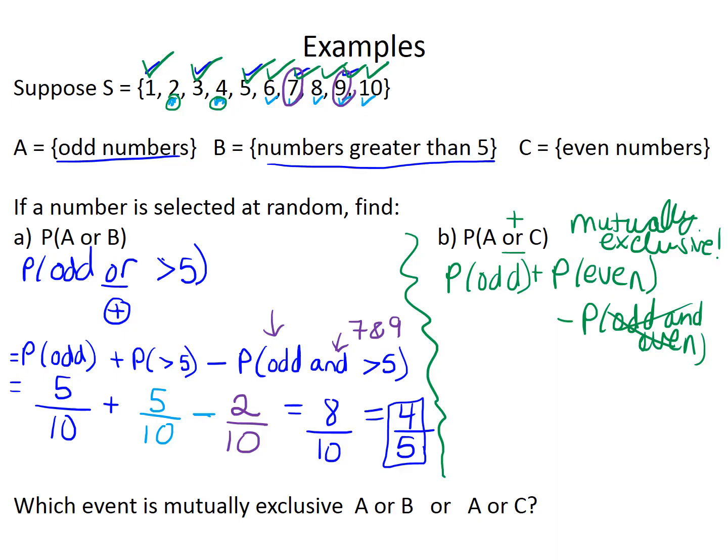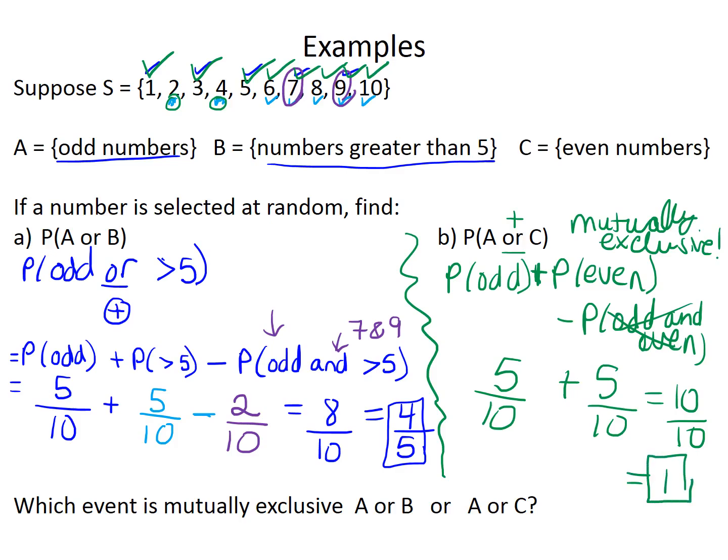Right? And if we want the probability of odd or even, all the numbers are either odd or even, so you know it's 100%. But odd is 5 out of 10. Even is also 5 out of the 10 numbers, which gives 10 out of 10 or 1, which makes perfect sense because everything's either odd or even. And it says which event is mutually exclusive, and of course that's this one, right? Because a number can't be both odd and even.